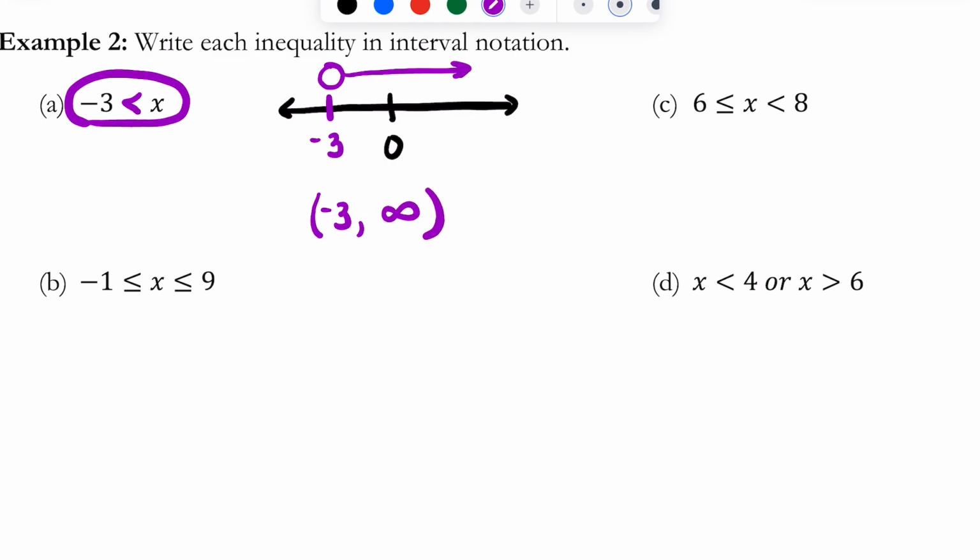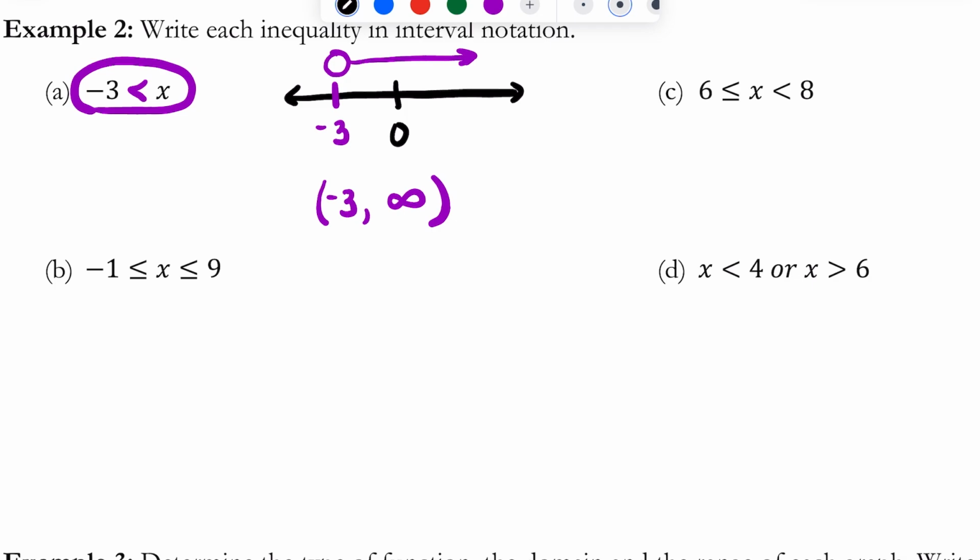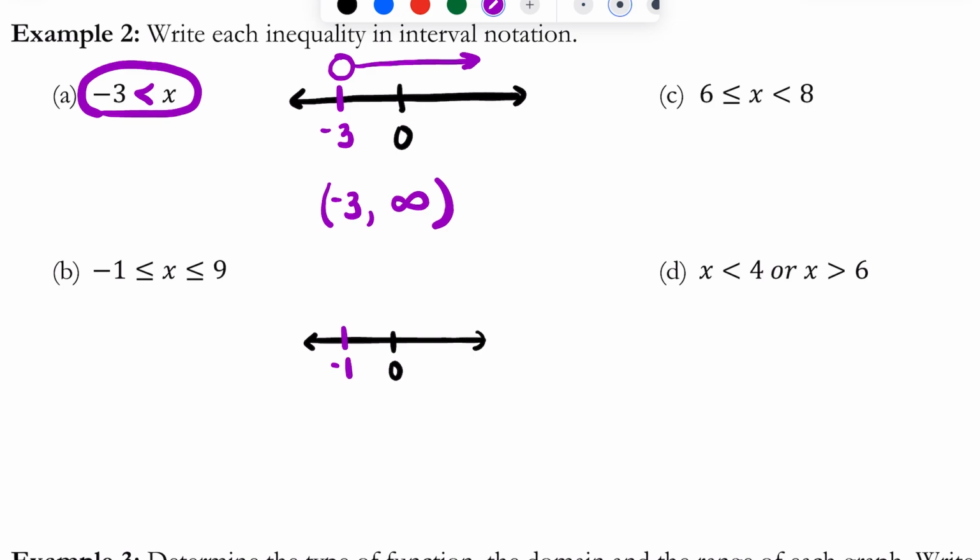Now let's go to B. Once again, I'm going to draw my number line. I'm going to put 0. But in this case, I have two different values. So I'm going to put -1 to the left, 9 to the right, because that's where they would go on the number line. Notice how I'm not drawing each individual number on the number line.